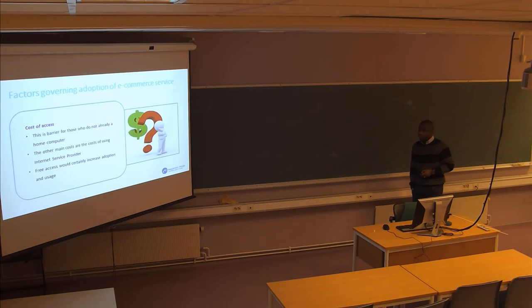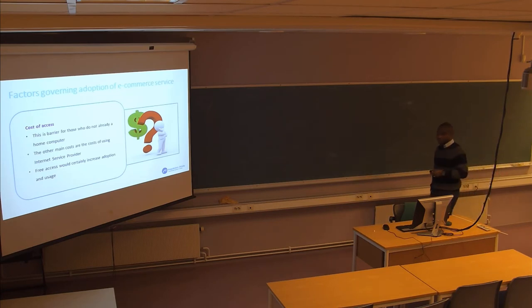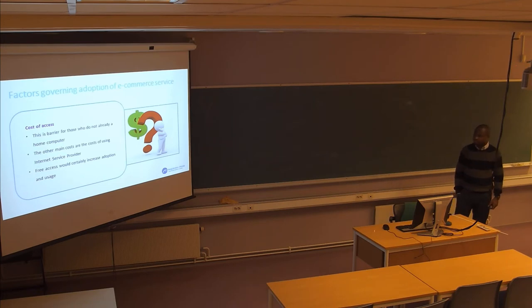The first one is cost of access, and this is quite obvious, that in order to access these services, we need to incur some cost. Of course, the costs differ from country to country, but generally there is a price that people have to pay. So depending on the purchasing power of people, the income levels, this is a barrier. It affects societies in different ways, depending on the economic conditions of countries. In some countries, cost of access is quite a serious issue, but in some countries where the economy is good and people have high purchasing power, it may not be such a serious barrier.